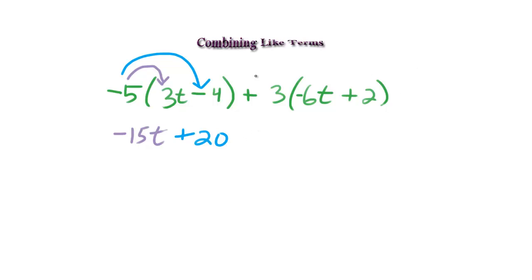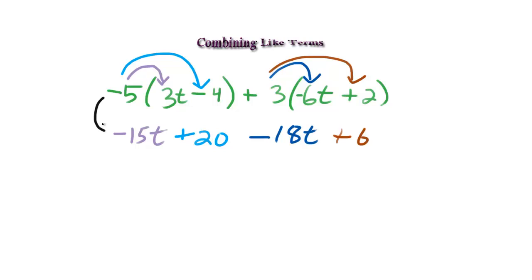Let's go to the +3 times the -6t, so that's going to be -18t, right? And then the +3 times the +2, that's going to give us a +6. Okay, so our expression is now reduced to this new expression here, right? Those two are equivalent. Alright, let's see what we can combine.